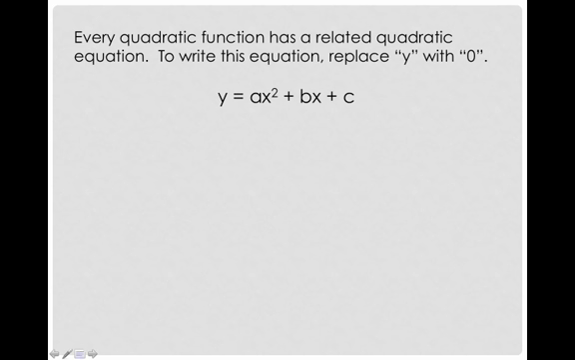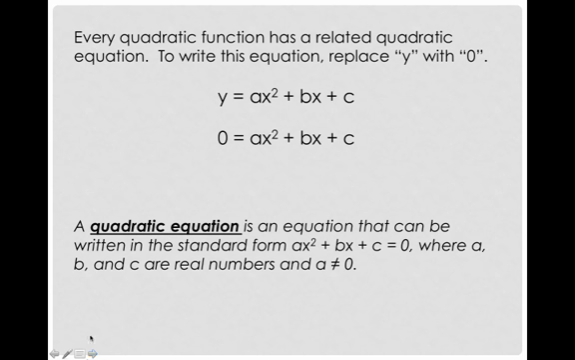A quadratic function is related to a quadratic equation by replacing the y with a 0. So a quadratic equation is this same quadratic function, but written instead of with a y, with a 0. A quadratic equation, just like the definition we had before, is an equation that can be written in the standard form ax squared plus bx plus c equals 0, where a, b, and c are real numbers, and remember that a cannot be equal to 0. If I have no a term, I just have a linear equation, this time instead of a function.